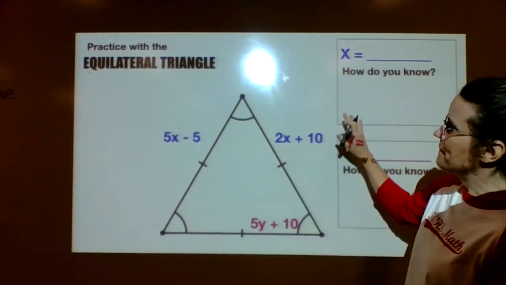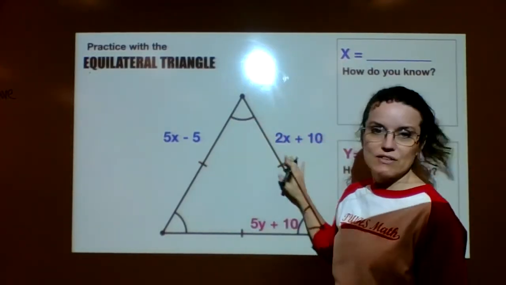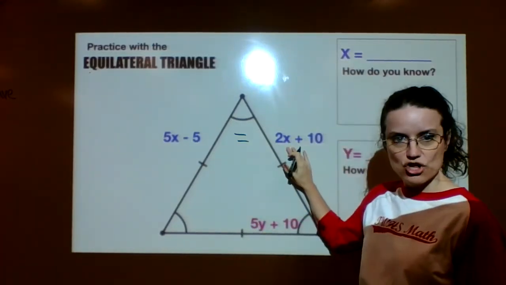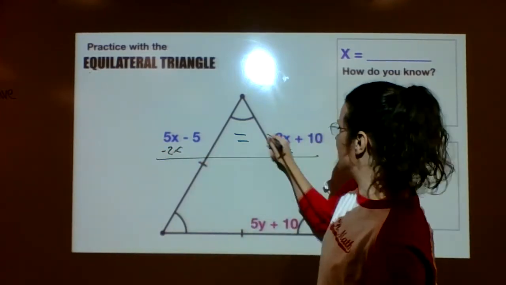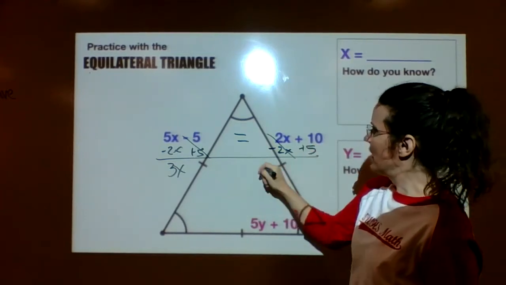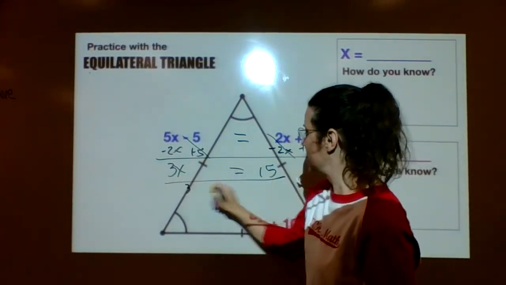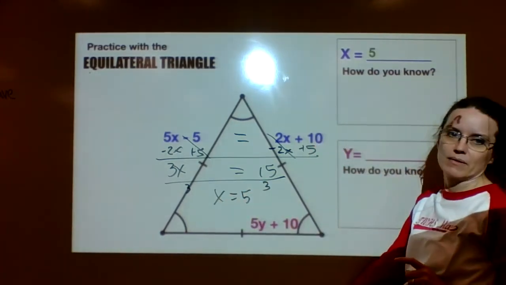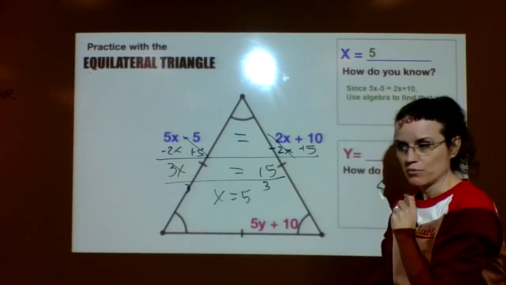Now this last guy, I'm still wanting to find x. I know I have an equilateral triangle. So again, the two sides need to be congruent. So I can make them be equal to each other and then figure out what x is. So if I subtract that 2x, I'll have 3x over here. If I add that 5, I have 15 here. So 3x will be 15. Divide out the 3, and x comes out to be 5. Because the two sides were congruent, and then we can use algebra to find what that number was.